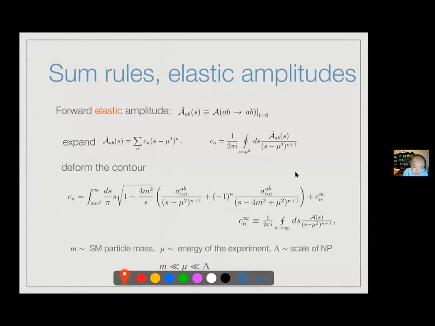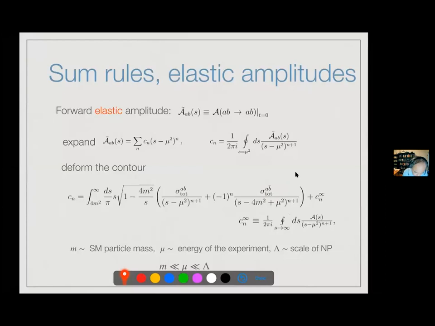The next step is we will deform the contour. I have a contour in the backup slide if you want to look at it. It's a standard way of deforming this contour, and you have to take care of some of the low energy poles and the branch cuts. Once you do that, and also use the crossing relation relating the scattering amplitude AB and the scattering amplitude A B bar, where B bar is the antiparticle of B, you can cast them all as an integral along the branch cut in the positive S.